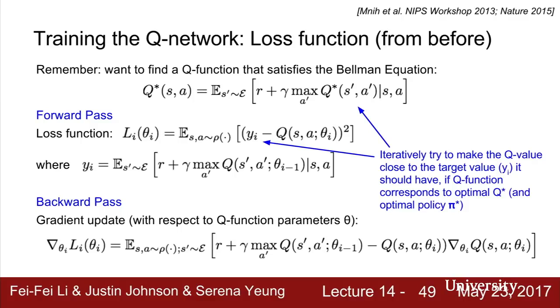And then in order to train this, we're just going to use our loss function from before. Remember, we're trying to enforce this Bellman equation. And so on our forward pass, we're going to try and iteratively make our Q value close to the target value that it should have. And then our backward pass is just directly taking the gradient of this loss function and taking a gradient step based on that.